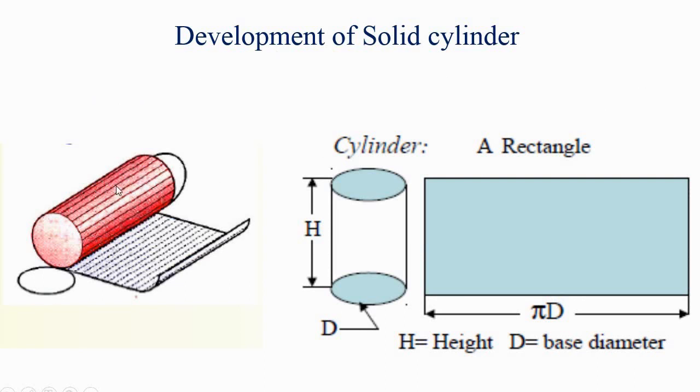So this is a simple solid cylinder. That means you can see two base circles, and this is a lateral surface. Now when you develop, what do you get? Definitely you will get a rectangle. Now what is the dimension of that particular rectangle? That is what we are going to check in this figure. So this is a cylinder of height h and diameter d. When you develop, you will get a rectangle of length, nothing but the perimeter of this particular cylinder, that is pi d.